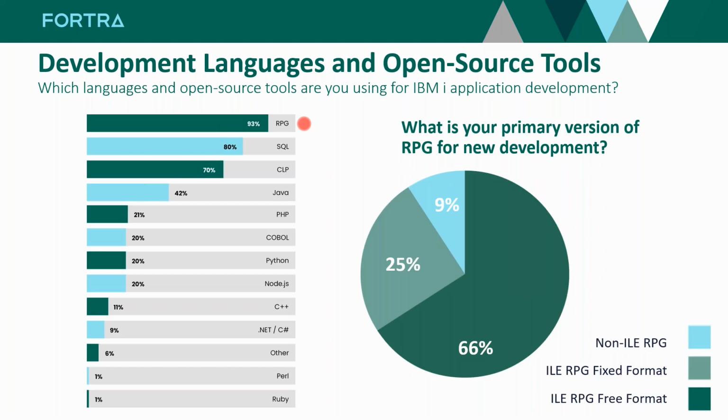So other languages that are very well supported on the platform, and what we're seeing people use: we're seeing a lot of SQL. CL is the command language that's built into the operating system. Java, PHP, we still see COBOL. Python is catching on rapidly, .NET is catching on rapidly, etc. So there's a lot of modern development languages being used on IBM i, which is really exciting.